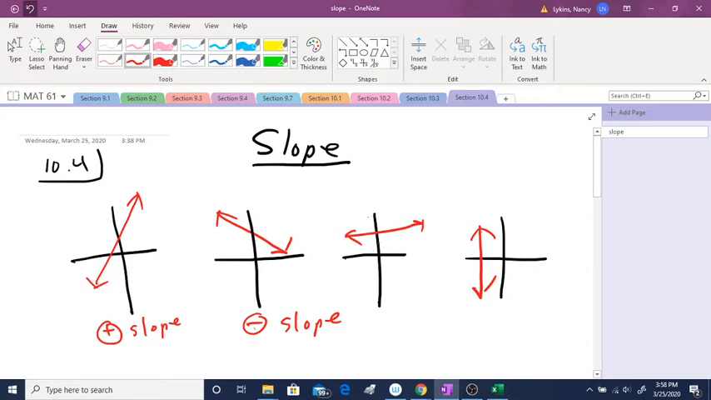Now, the third graph is a straight, it's a horizontal. That means there's no incline. The first two, there's an incline or a decline. There's no incline or decline on the third one. So we call this zero slope. And finally, a vertical line, anything that goes up and down, it's what we call undefined. We're going to see one of these undefined here later on.